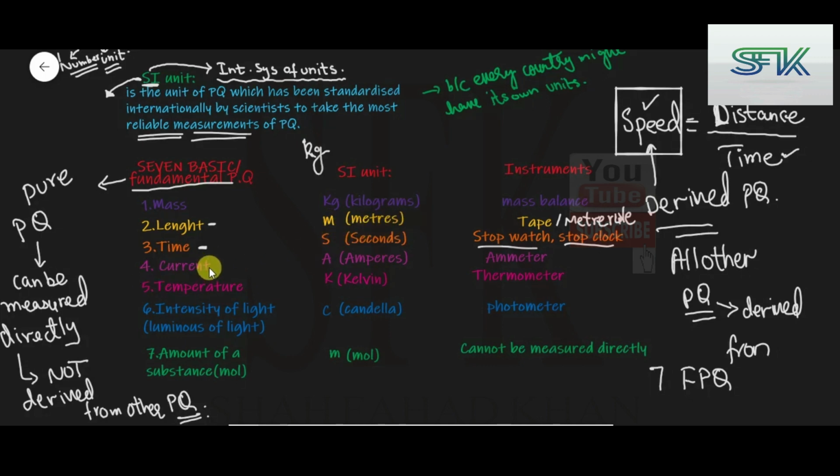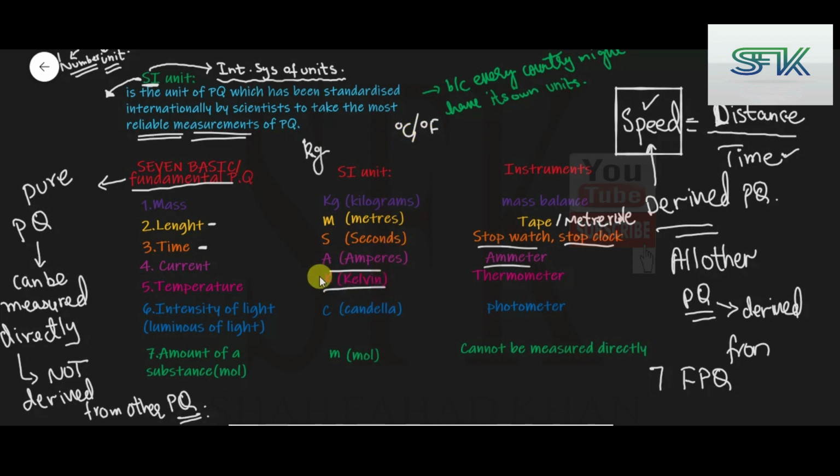Current is also a fundamental physical quantity. The unit is amperes, and an ammeter is the device that measures it. Temperature can be measured in Kelvin. Kelvin is actually the SI unit of temperature. We do have other units too, for example degree Celsius, degree Fahrenheit, etc., but degree Celsius and degree Fahrenheit are not the SI base unit. Kelvin is the SI base unit.